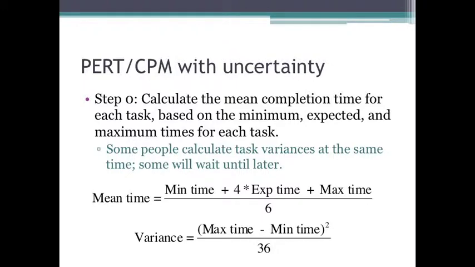So, for instance, the first thing you have to do is calculate the mean completion time for each task. You take the minimum, expected, and maximum times for each task, and you calculate the mean completion time for each task. That's just going to be minimum plus 4 times expected plus maximum, all divided by 6. Now, some people calculate task variances at the same time, and if you're using Excel, you probably will, and then use some other function to determine which variances you'll use and which ones you won't. That formula is maximum minus minimum, that squared, all divided by 36. So again, you start by calculating the mean completion time for each task.